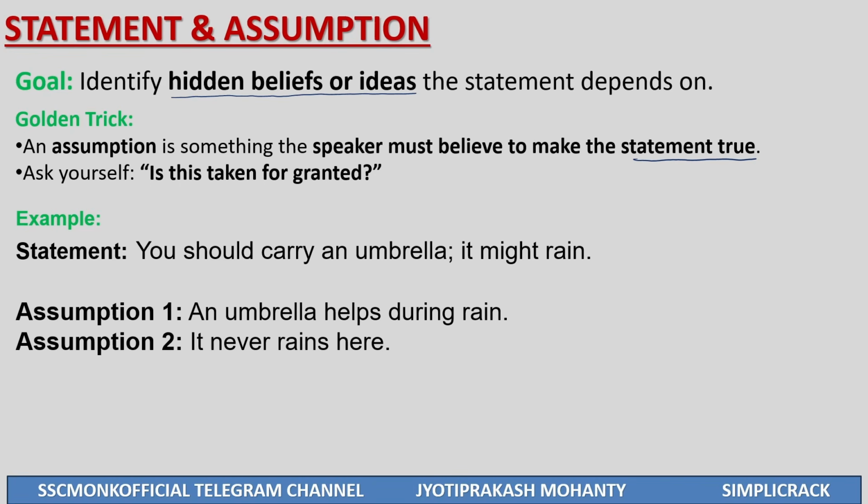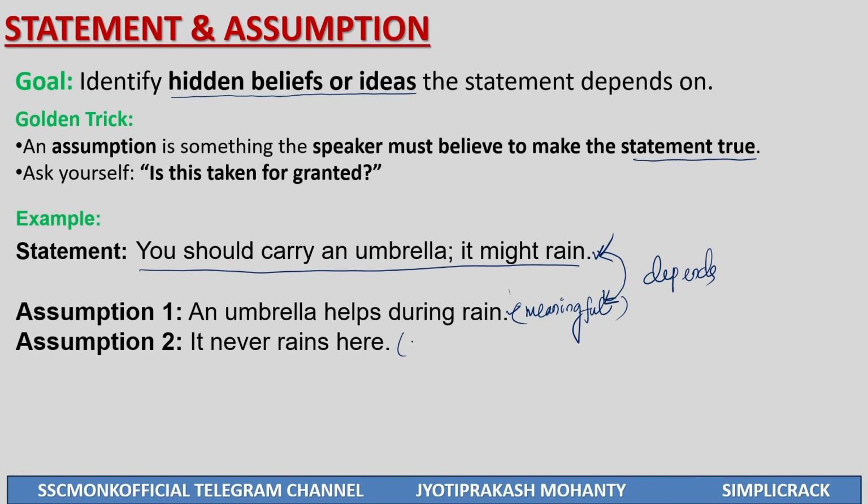Now let's understand through an example. The example says: you should carry an umbrella, it might rain. So this is the truth. You should carry an umbrella, it might rain. The first assumption says an umbrella helps during rain. The second assumption says it never rains here. Now understand this. This assumption is meaningful. The whole statement depends on this assumption. Yes or no? Yes. But the other assumption is unnecessary.